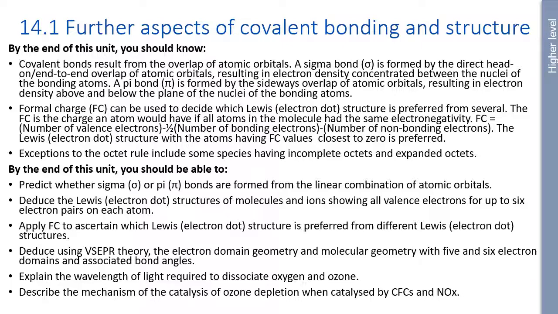deduce using the VSEPR, valence shell electron pair repulsion theory, the electron geometry domains of these particular Lewis diagrams, and focusing on ozone, explain the wavelength of light required to dissociate oxygen and ozone, and describe the mechanism of the catalysis of ozone depletion around CFCs and nitrous oxides.